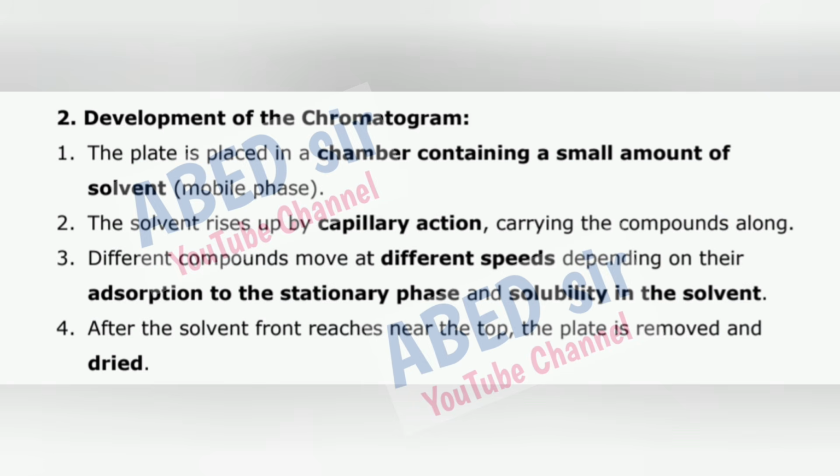2. Development of the chromatogram. The plate is placed in a chamber containing a small amount of solvent, mobile phase. The solvent rises up by capillary action, carrying the compounds along. Different compounds move at different speeds depending on their adsorption to the stationary phase and solubility in the solvent. After the solvent front reaches near the top, the plate is removed and dried.